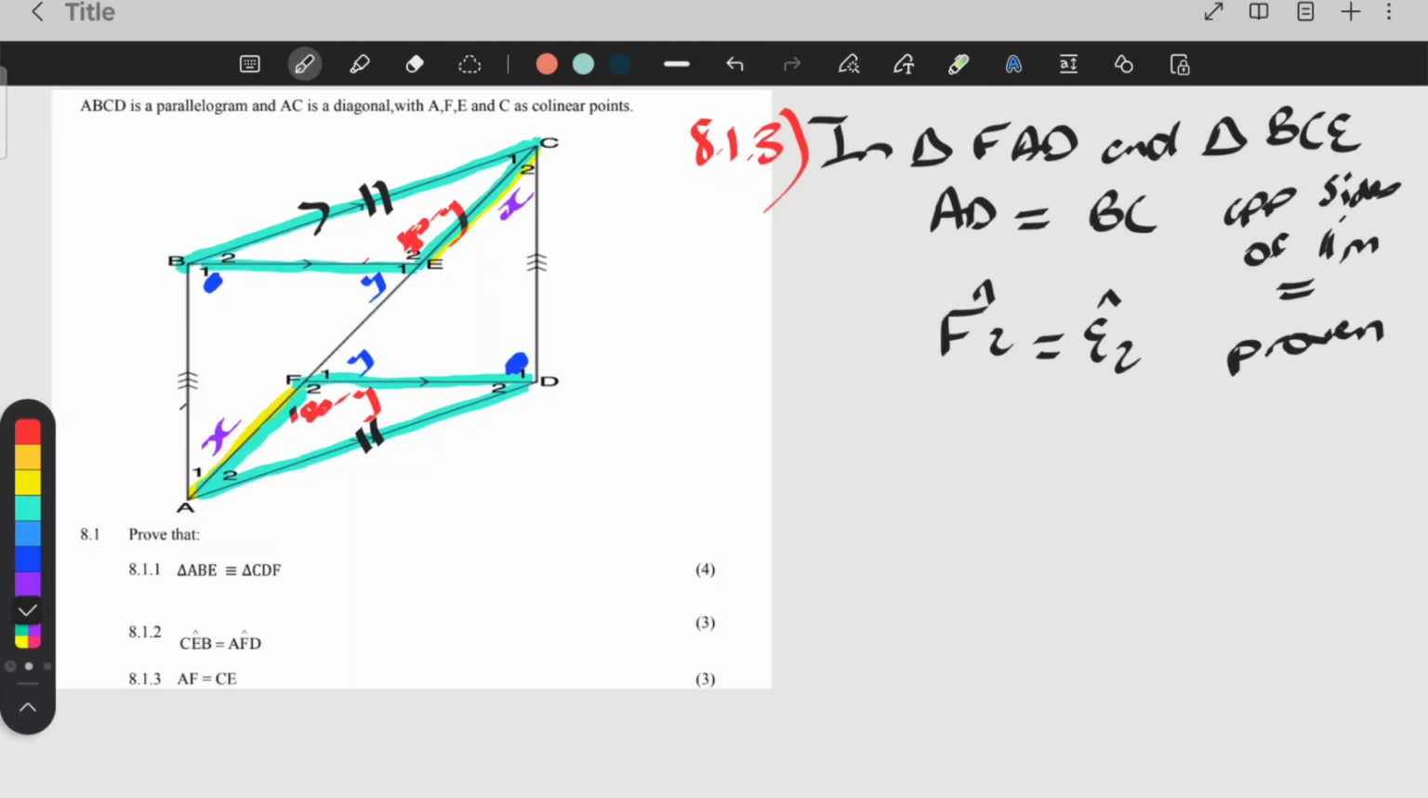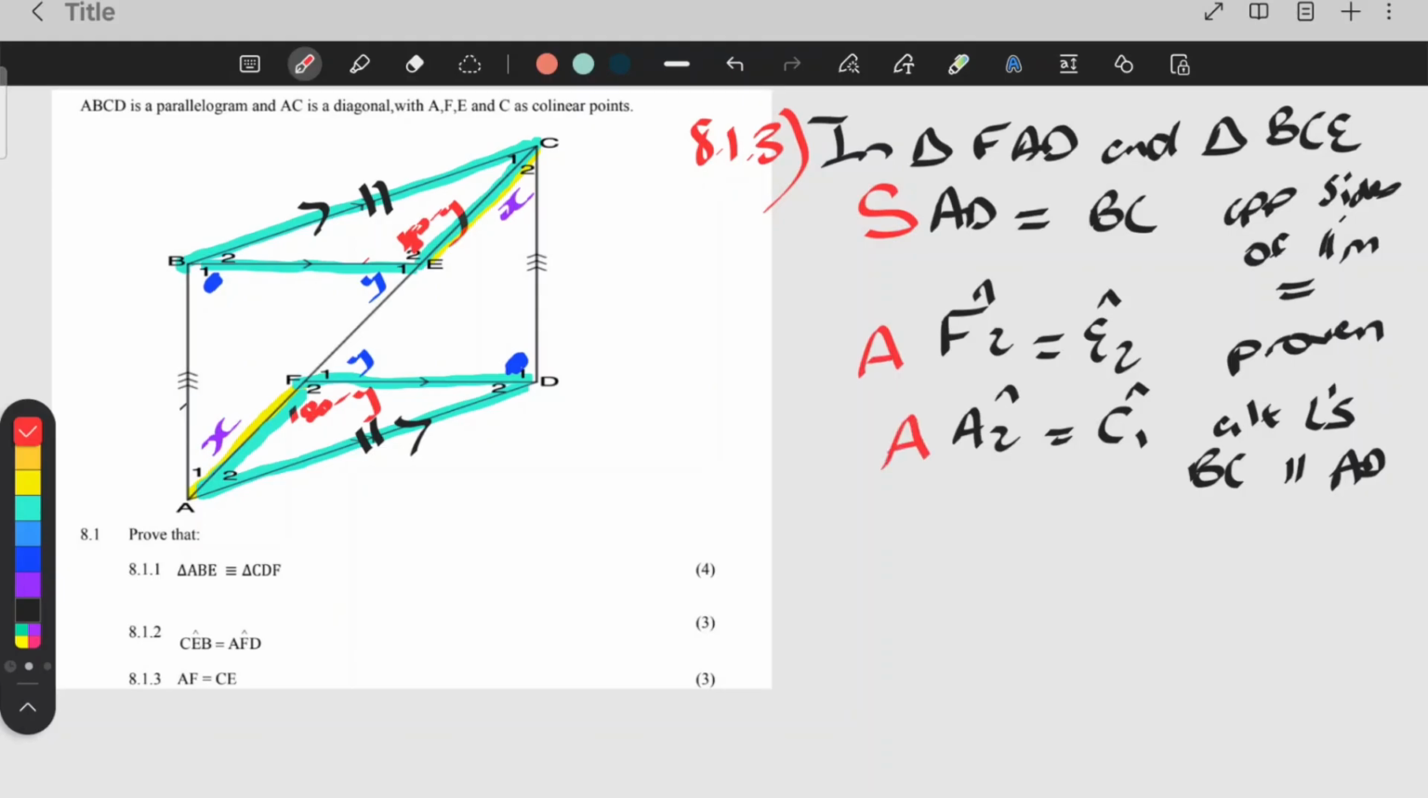Then this line is parallel to that line. So I see a Z. Do you see the Z? There's the Z. So that means C1 is equal to B2 because of alternating angles. Then I'm going to write that down. So in the bottom triangle, A2 is equal to the top C1. And that is alt angles. And the lines that are parallel is BC is parallel to AD. Okay? So this was a side, this was an angle, that was an angle.